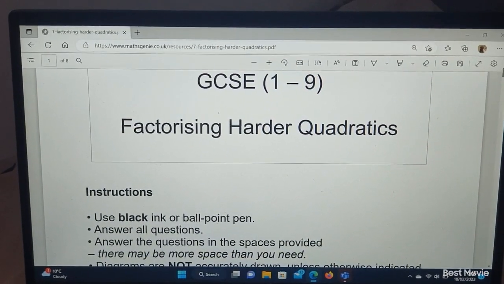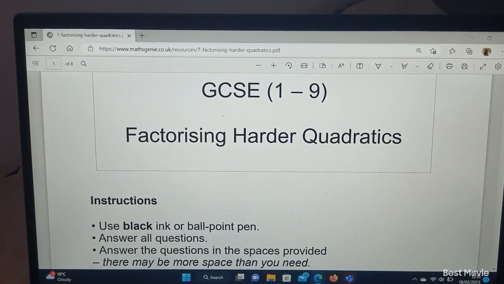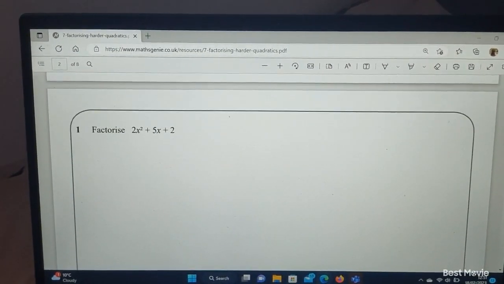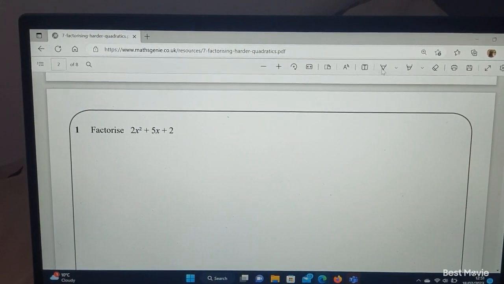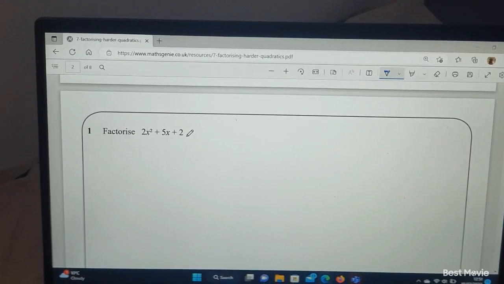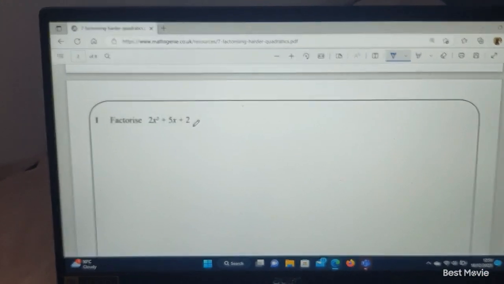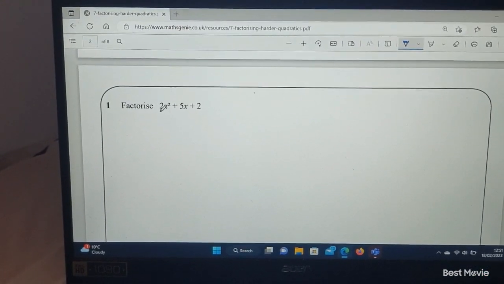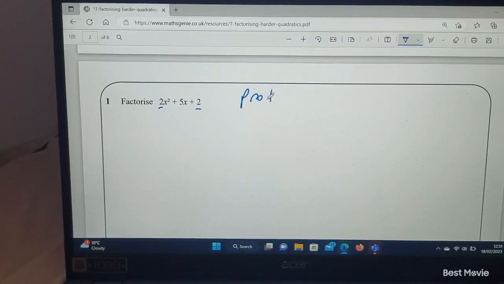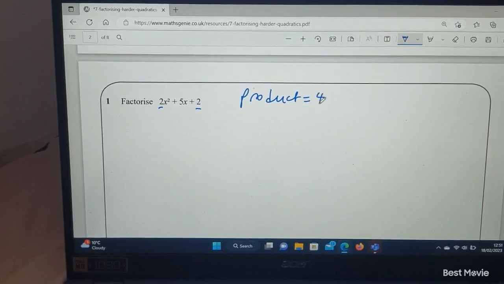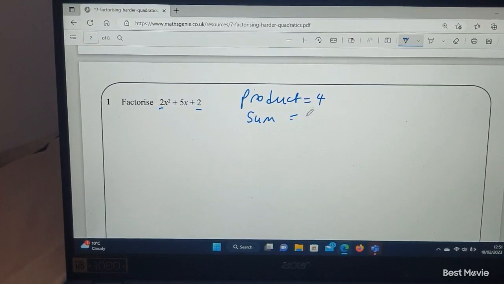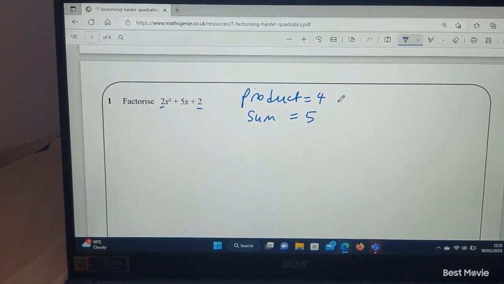So we're looking at factorising harder quadratics, which is a grade 7 question. Okay, so the first question we're going to look at is 2x squared plus 5x plus 2. So 2 multiplied by 2 is the product, which is 4, and then the 5 is the sum. So generate the product first.